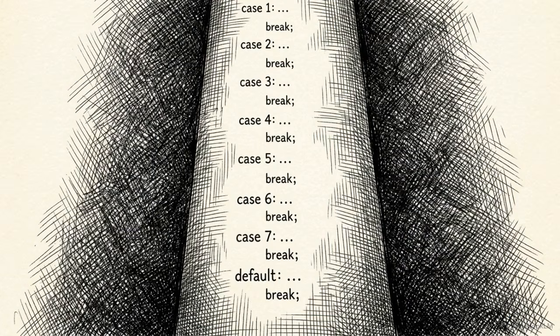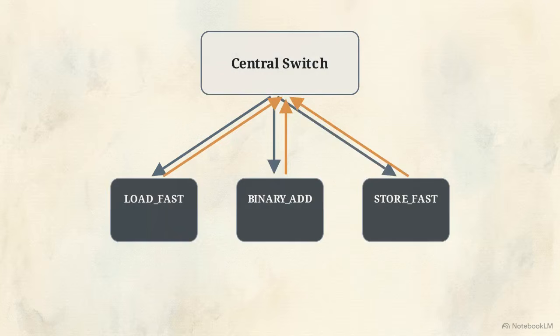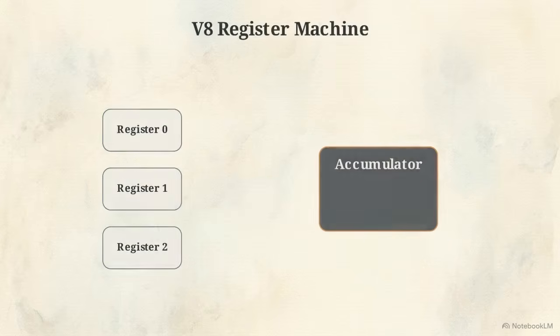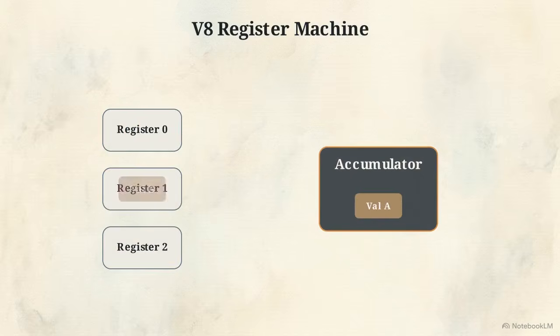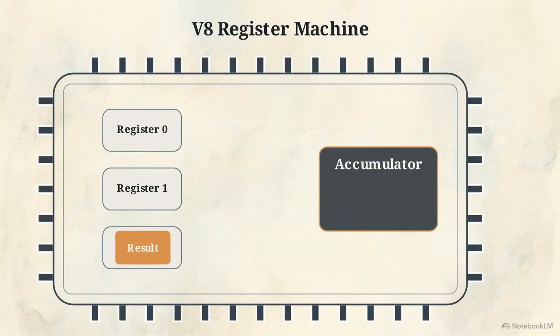Historically, this happened in a massive C switch statement, but that caused frequent hardware branch prediction failures. Modern CPython uses computed gotos, replicating dispatch logic across multiple branch sites to help the CPU's branch predictor learn sequential patterns. V8 Ignition uses a register machine architecture. It specifies virtual registers and a central accumulator. This mirrors physical hardware, significantly reducing the dispatch instructions the engine processes.